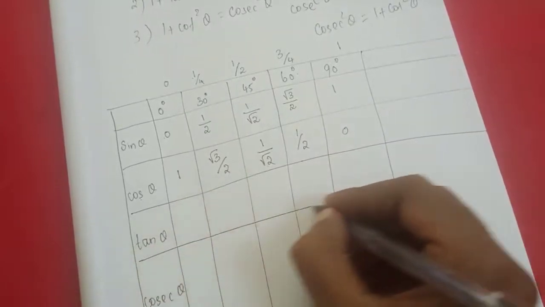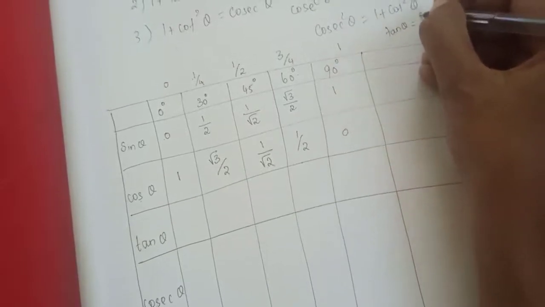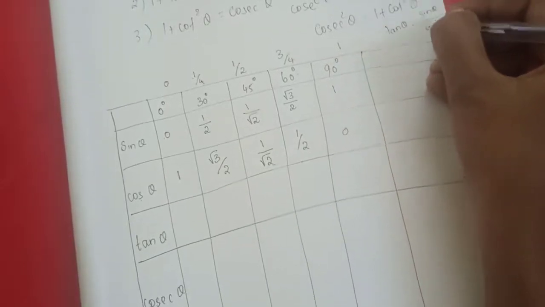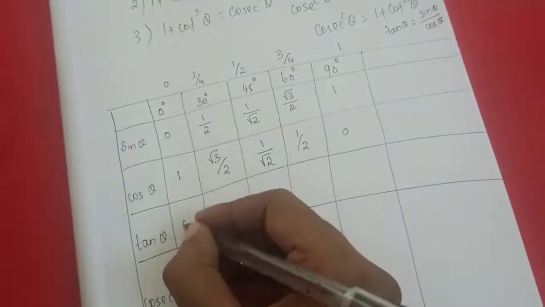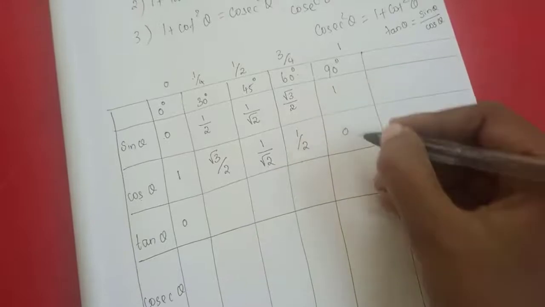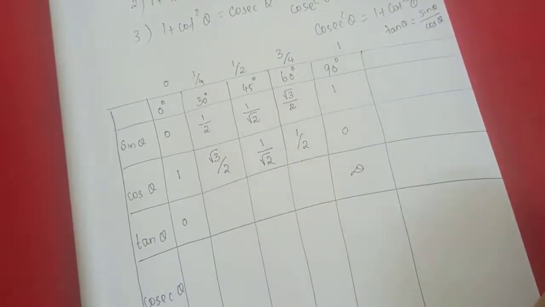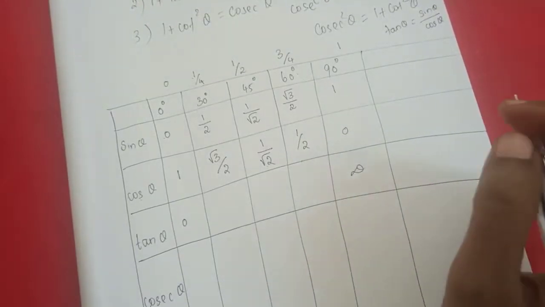Then tan means, already I taught you, sin by cos. Tan theta, what's the meaning? Sin theta by cos theta. So this needs to be divided. 0 divided by 1, the value is 0. Same as that, 1 divided by 0 means undefined value. You keep it in mind.